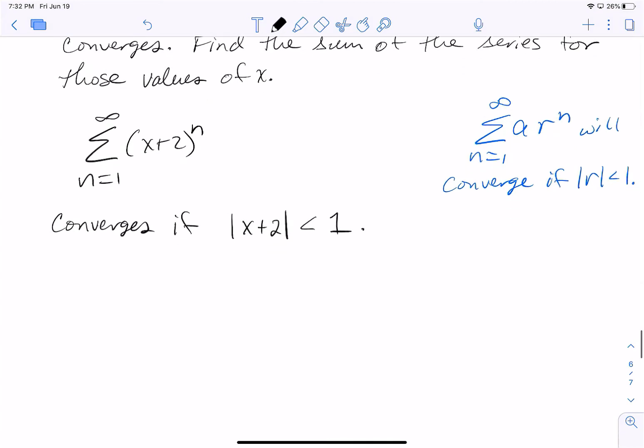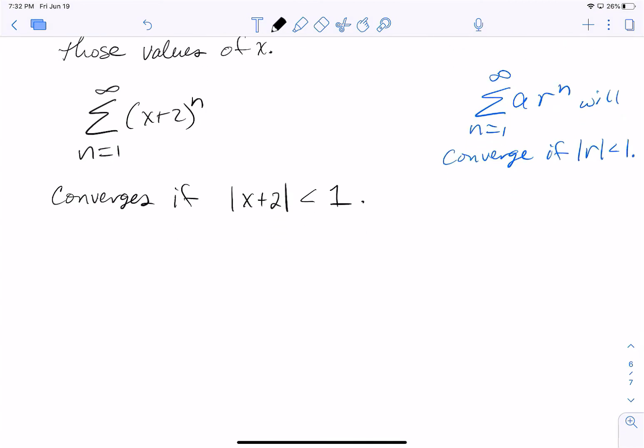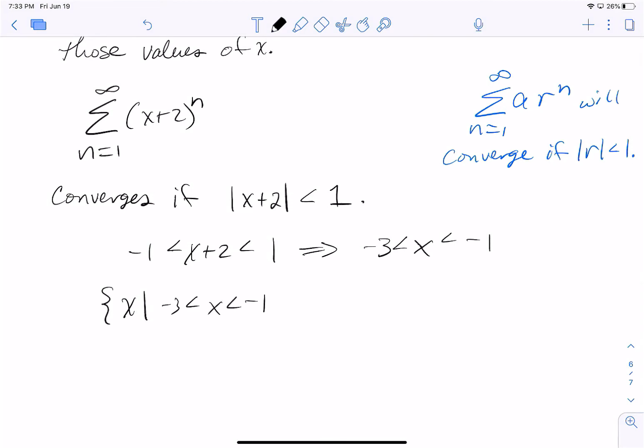This leads us to an absolute value inequality, and I'm going to solve it by dropping the absolute values and placing x plus 2 between negative 1 and 1. So I have negative 1 is less than x plus 2, which is less than 1. And by subtracting 2 from both sides, we get that x is between negative 3 and negative 1. Therefore, we can say it converges for the set of x such that x is between negative 3 and negative 1. Having a hard time writing 3's for some reason right now.